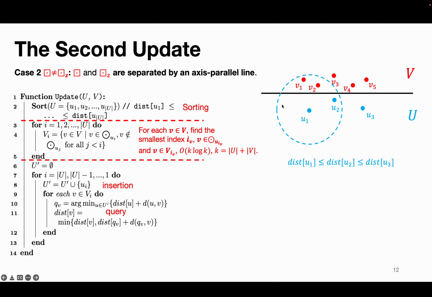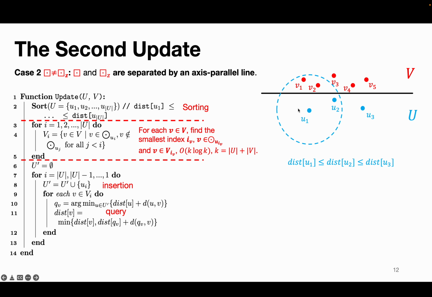And then the second step is to compute a group of subsets from set U, which are these red points. So for each red point V, we need to find the smallest index IV, such that V is within the unit disk centered at point U_IV. And then V is assigned to the subset of V with the index IV. This can be done in k log k time, where k is the total number of points inside U and V. So we get an example.